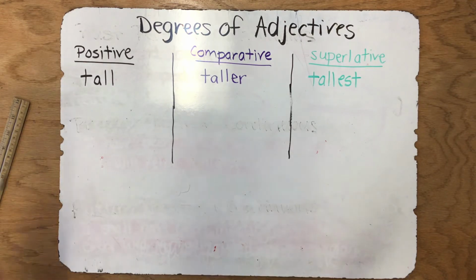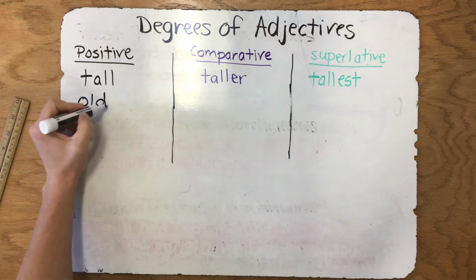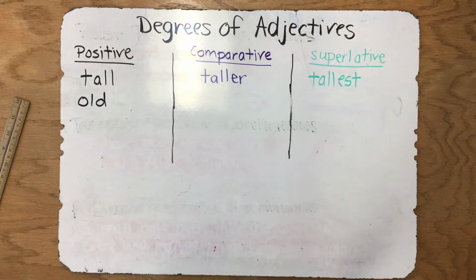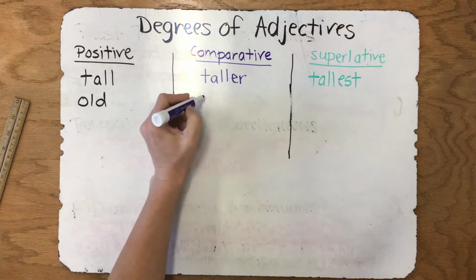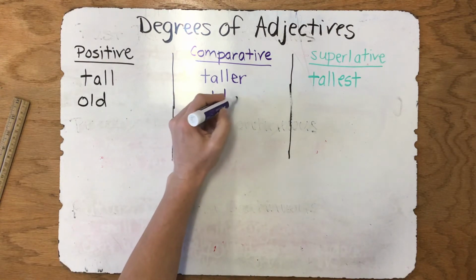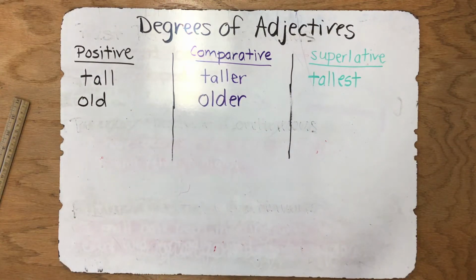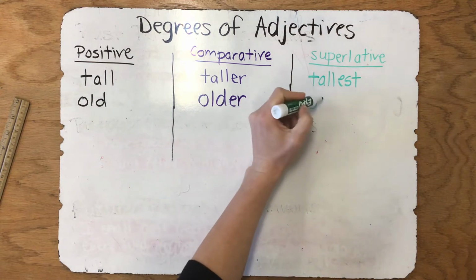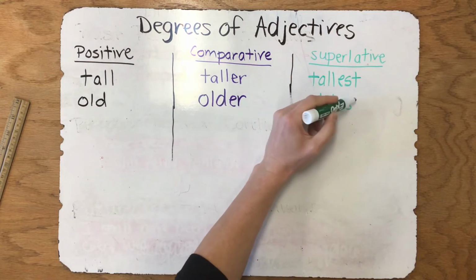Another example might be old. That tree is old. A comparative might be the bur oak tree is older than the maple tree. So we have old and then add an ER for comparative. And the superlative would be the highest degree, like the trees in the redwoods are the oldest in California. So we write old and then add an EST.